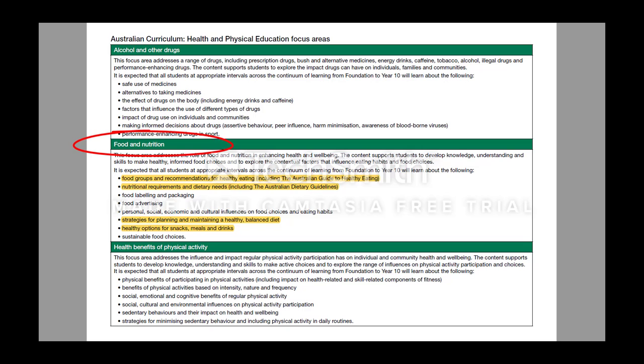activity. The first two are food groups and nutritional requirements, which are addressed in the resource through an informative video at the beginning of the lesson.